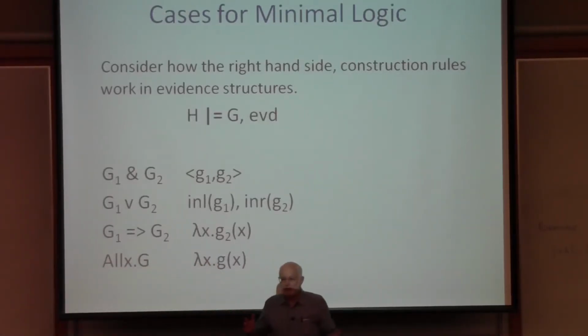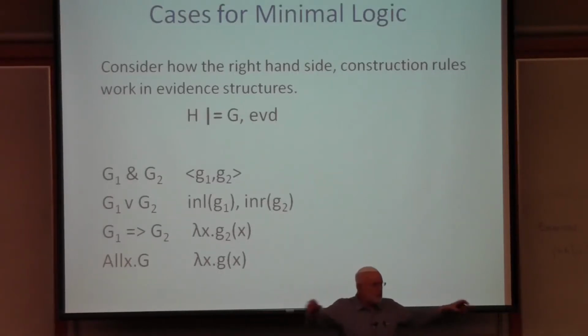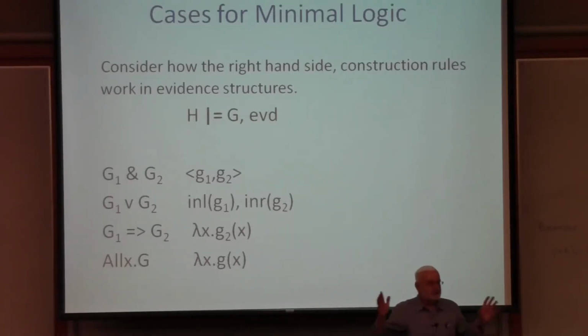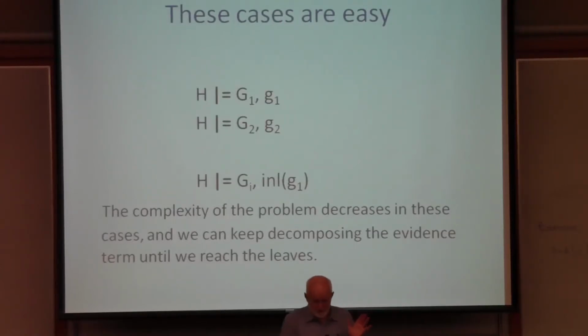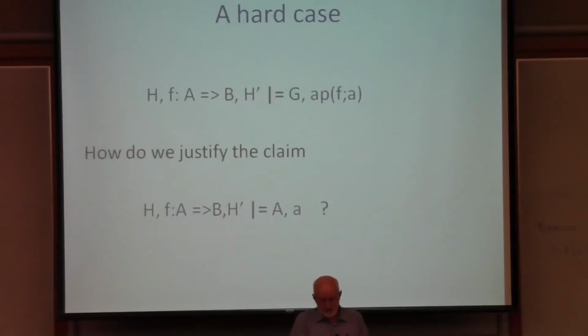So it's looking really promising now. We just ripped through all the constructor rules and we recursively descend into the evidence term. So this was looking very, very promising. Those are the cases that I just mentioned. The complexity decreases. Now comes what I thought would be another trivial rule.